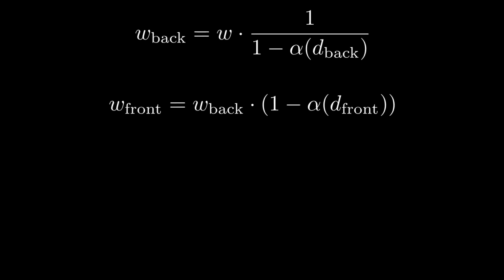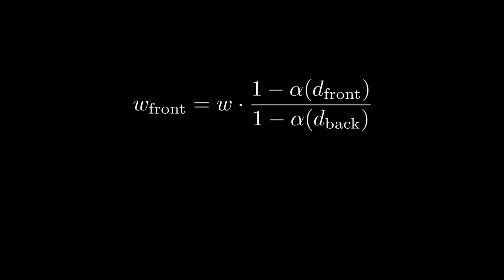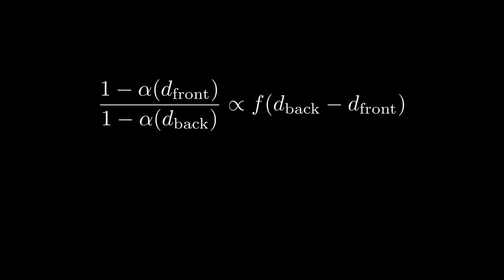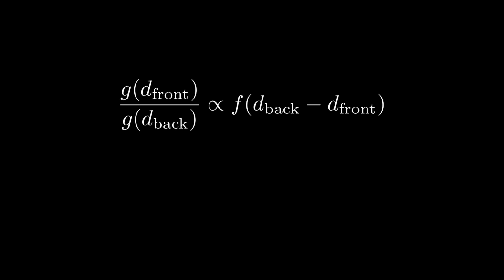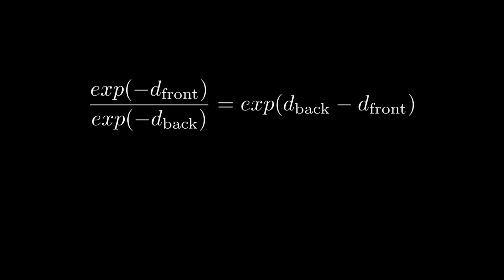Basically, after applying the back and front face, we get this value for w. Now, we want this value to be only dependent on the difference of these distances. Let's generalize this a bit. At this point, I couldn't really find a solution, so I just played around with some different functions. By luck, I found that this is actually just an exponential function. Kind of obvious in hindsight.